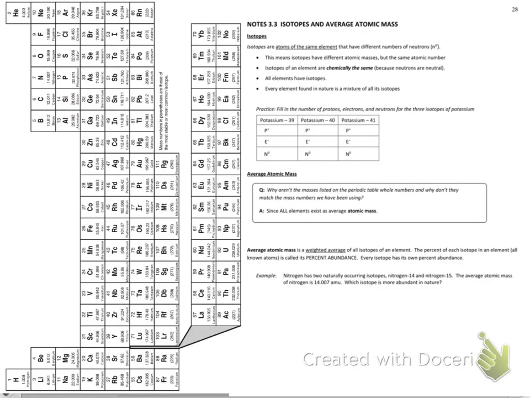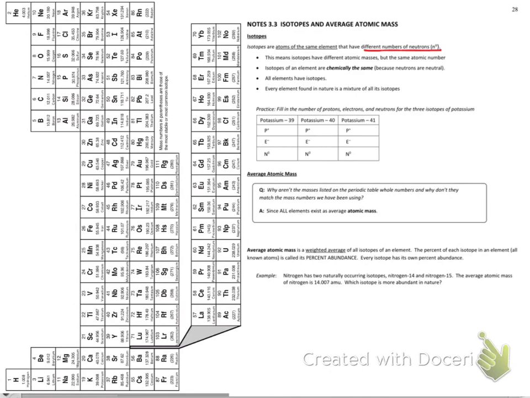Alright, so in the last unit we learned about isotopes and what they are. And again, isotopes are atoms of the same element, but their mass will be different because the number of neutrons is different, okay? And so in your notes, it's probably important to underline that they have different numbers of neutrons inside the nucleus.